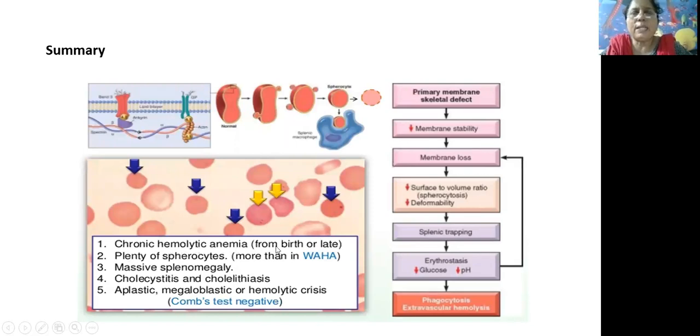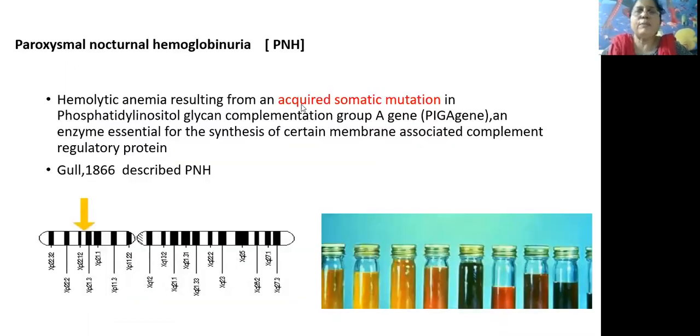Chronic hemolytic anemia from birth or late in life, plenty of spherocytes, more than in autoimmune hemolytic anemia, and massive splenomegaly. There will be cholelithiasis, that means the gallbladder has got stones. Then aplastic crisis, megaloblastic crisis, and hemolytic crisis can occur. Coombs test is negative. This is the pathogenesis, and these are the spherocytes you see, and this is an extravascular hemolysis. And PNH also we'll finish today.